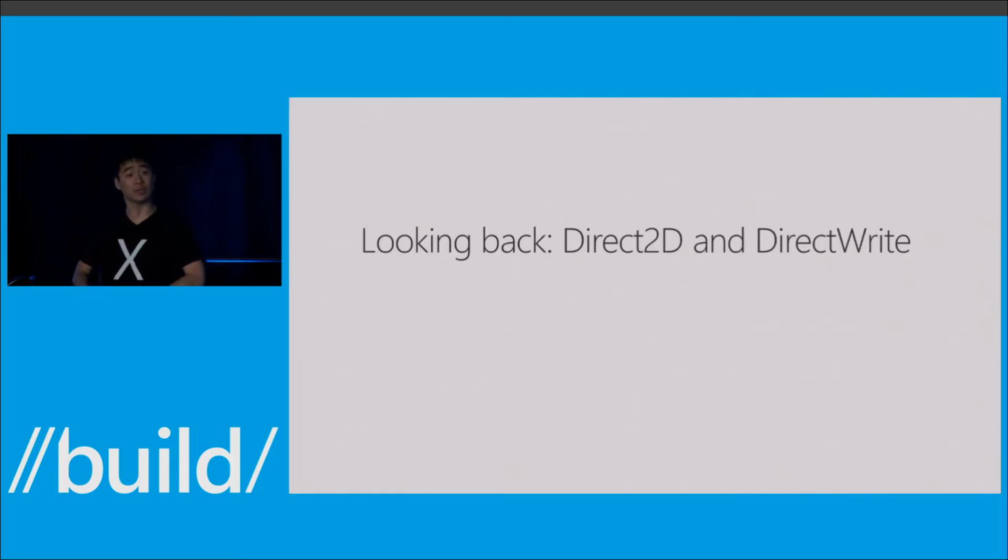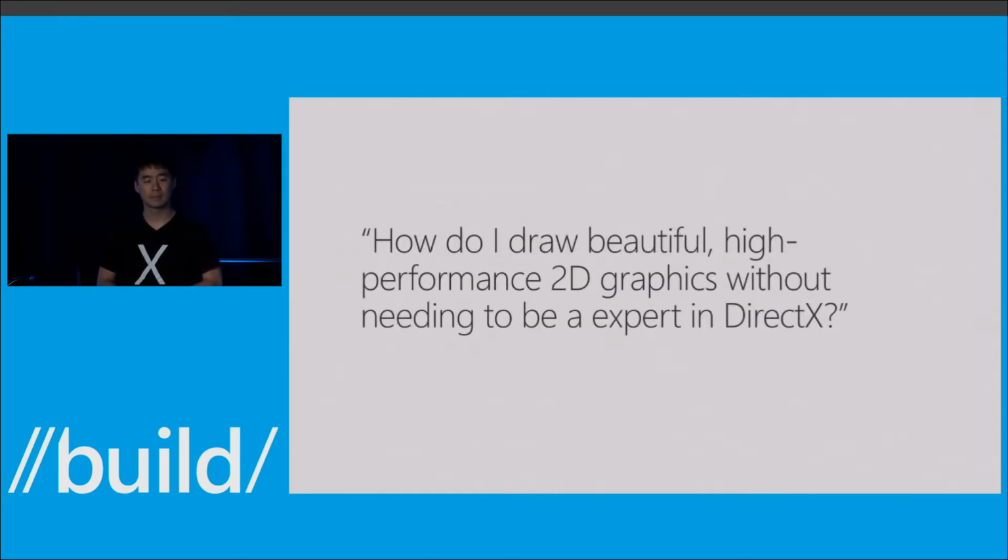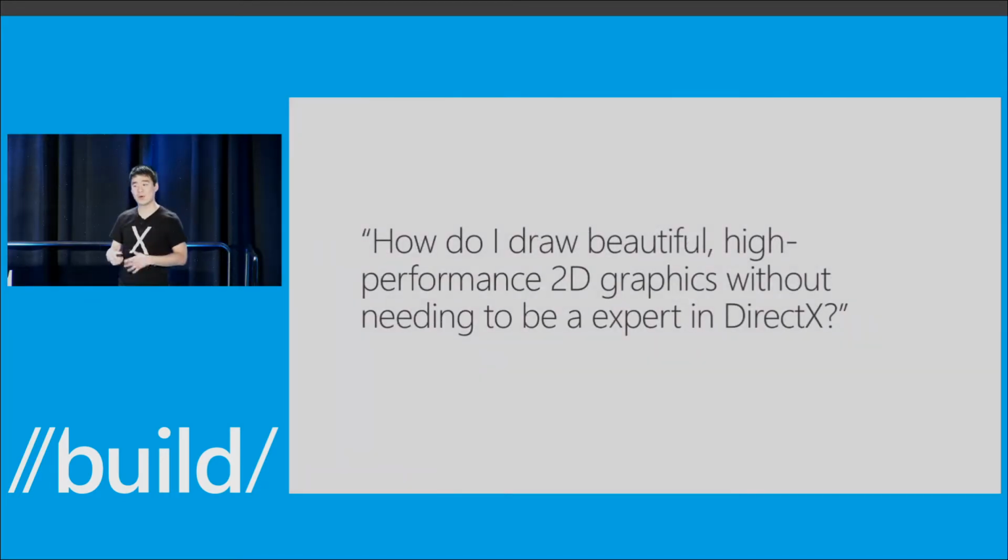So how well did we do with that goal? Well, today, Direct2D and DirectWrite are used everywhere from Mozilla Firefox to our own browsers, IE and Microsoft Edge, and also the entire Office suite of productivity applications. And every single app written on the Universal Windows platform, whether it's XAML or HTML, runs on D2D and DWrite. So we think we've been very, very successful here. But as always, we knew there were things that we could improve.